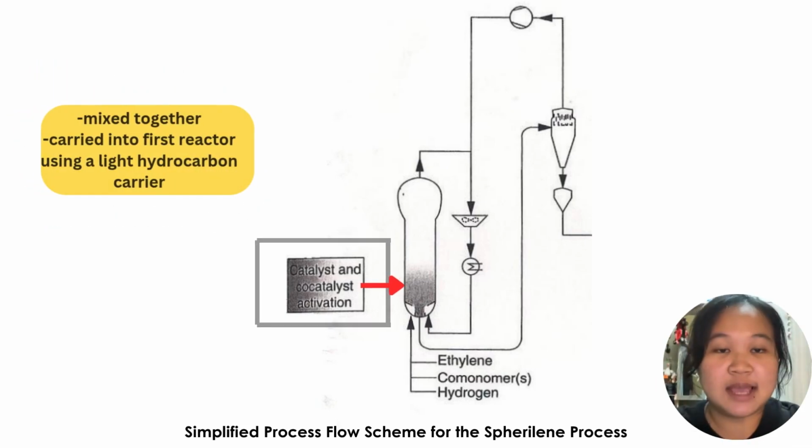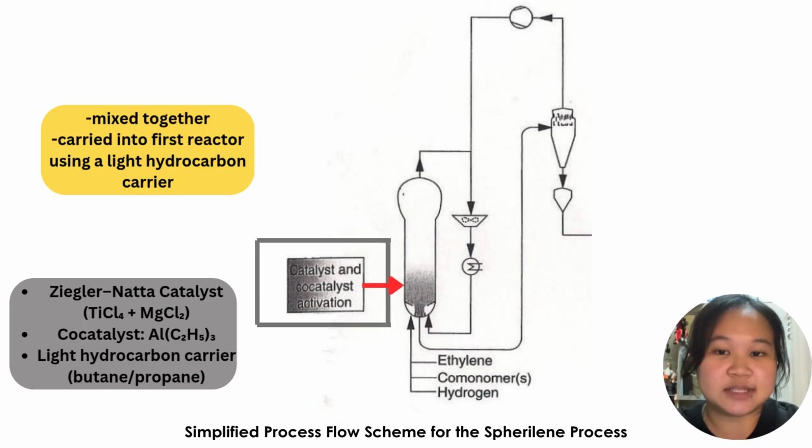The catalyst and co-catalyst are mixed together in the activation unit, then carried into the first reactor using a light hydrocarbon carrier such as butane or propane. This carrier helps to distribute the catalyst evenly into the polymerization system.